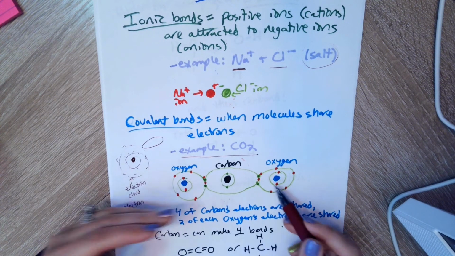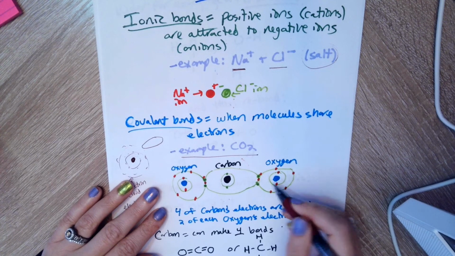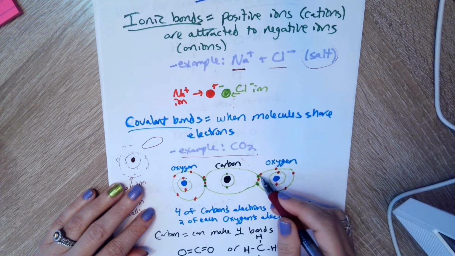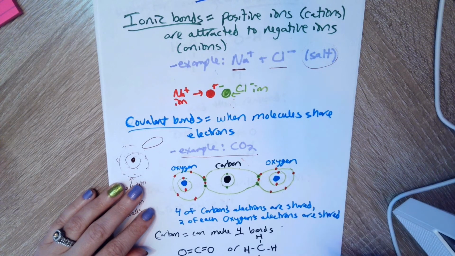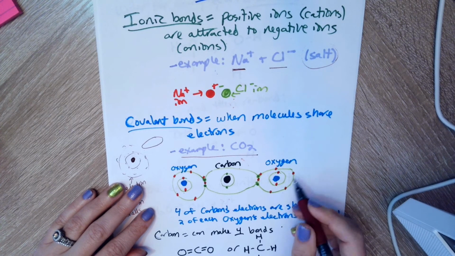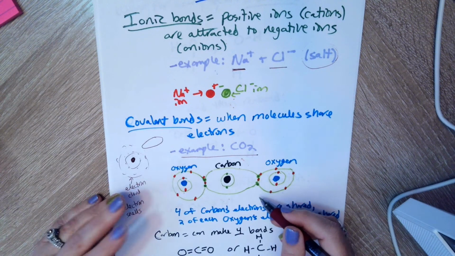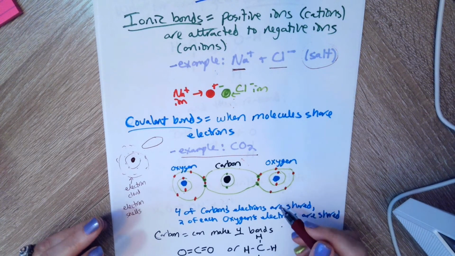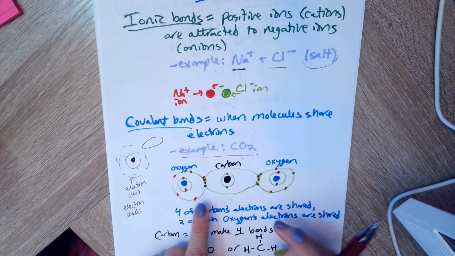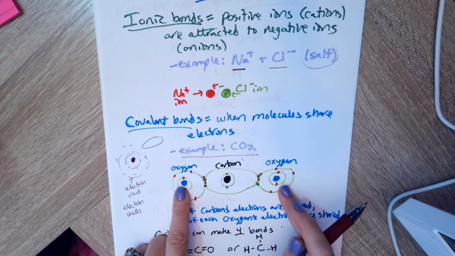So this is where oxygen comes in. Here we have oxygen, and this inner shell is filled with 2. Then over here we have 1, 2, 3, 4, 5, 6 electrons in this outer shell. We can have 8 in that outer shell, but we've got 6. So this oxygen wants 2 more electrons. So carbon wants 4 more electrons in that outer shell, and each oxygen wants 2 more electrons in that outer shell.